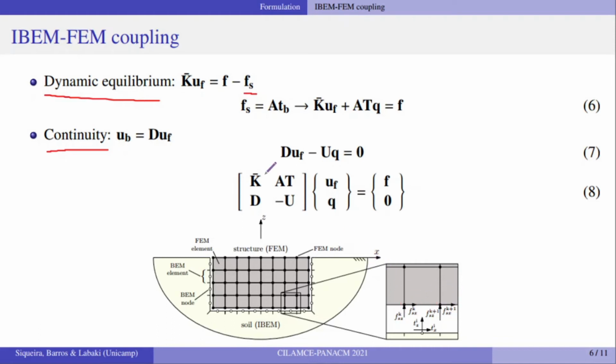The dynamic equation of motion for the structure is given by this. Notice that the boundary and finite elements have different orders of approximation, so the number of nodes in the boundary element mesh is incompatible with those of the finite element mesh.